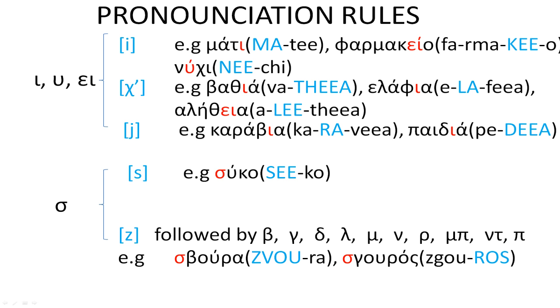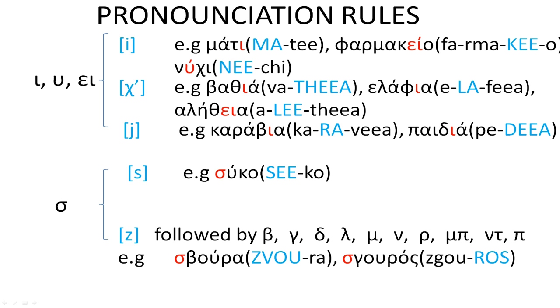In the third way, it is as if a small γάμα comes in between. So we have, for example, καράβια, καράβια, which is the plural of the word boat, παιδιά, παιδιά, which means children, and δυο, δυο, which means two.